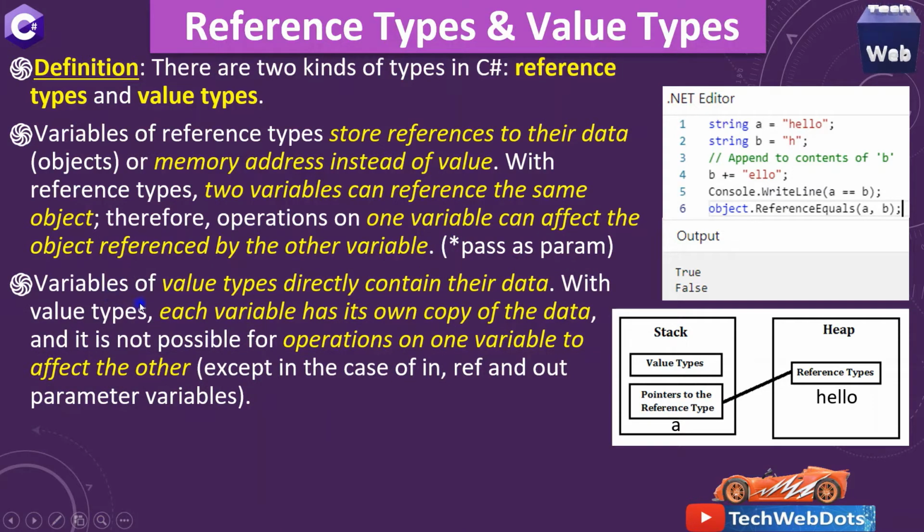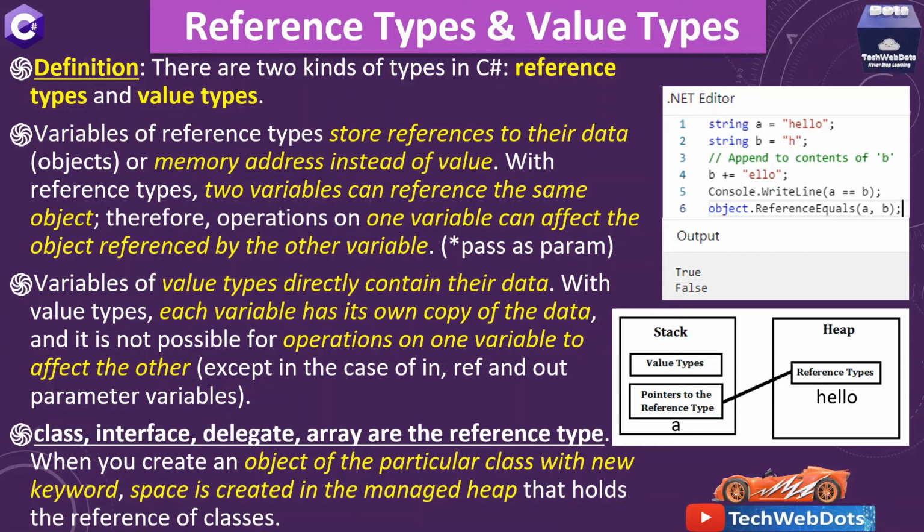Okay, so if we compare it with the value type, a variable of value type directly contains its data. In value types, each variable has its own copy of data, and it is not possible for operations on one variable to affect the other, which is completely different from reference type, except in the case of ref and out parameter variables. And class, interface, delegates, and array are the different reference types available in C#. When you create an object of a particular class with the new keyword, a space is created in the managed heap that holds the reference of the class.